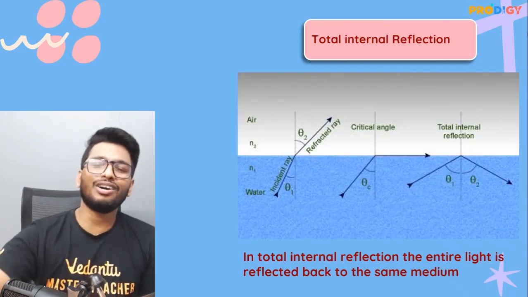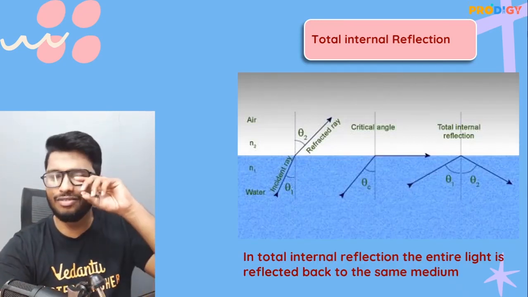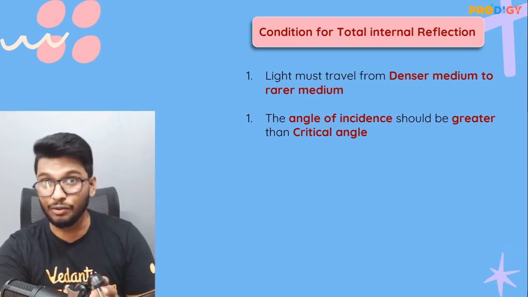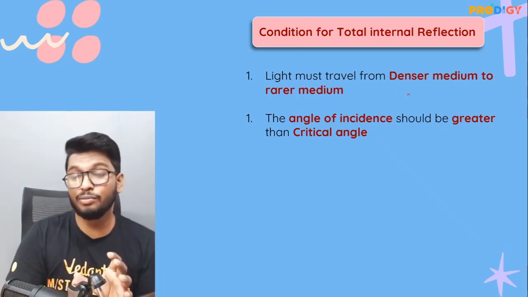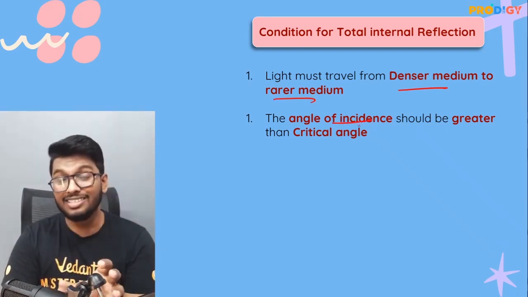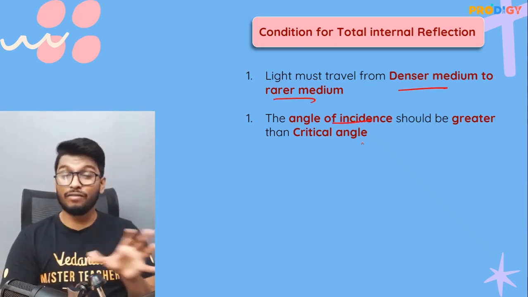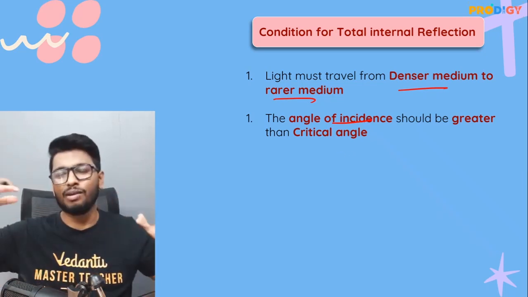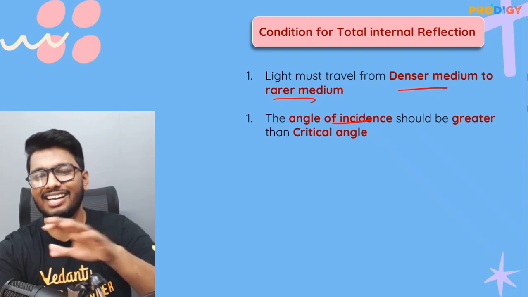All right, guys, moving on to total internal reflection, which we've already seen. There are two conditions, people. In order to see total internal reflection, light has to be traveling from a denser medium to a rarer medium, and secondly, the angle of incidence has to be greater than the critical angle. If it's not, then it will undergo refraction. If it is equal to the critical angle, light refracts exactly at 90 degrees.